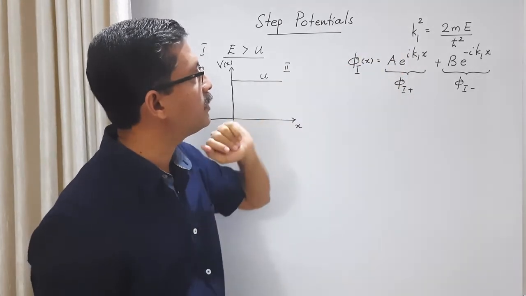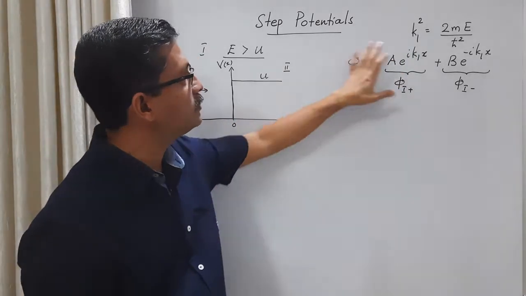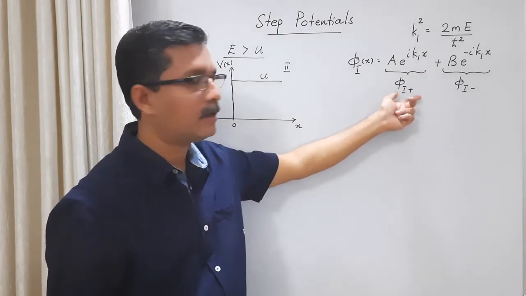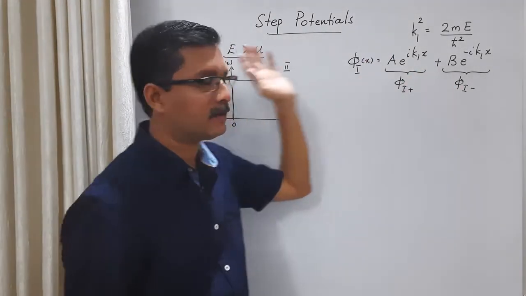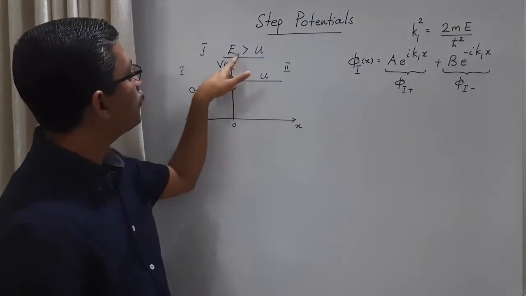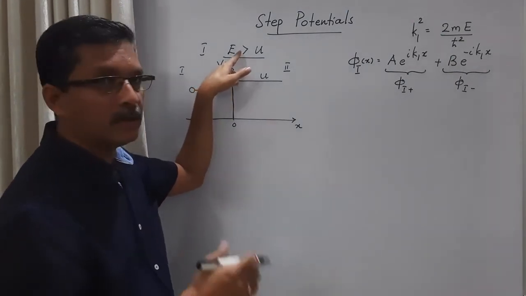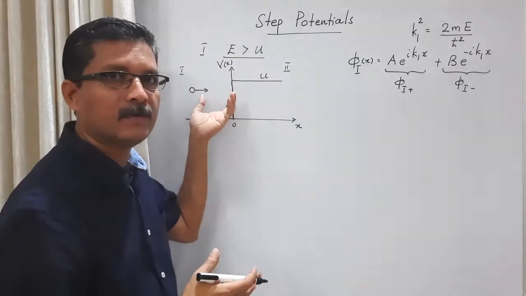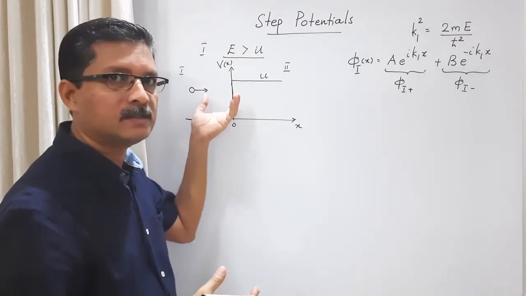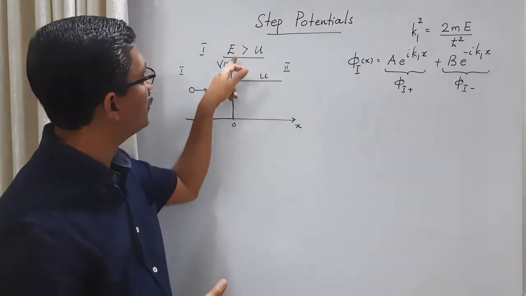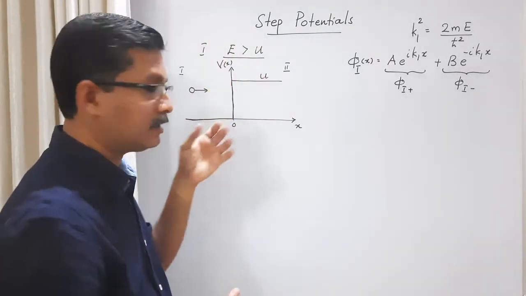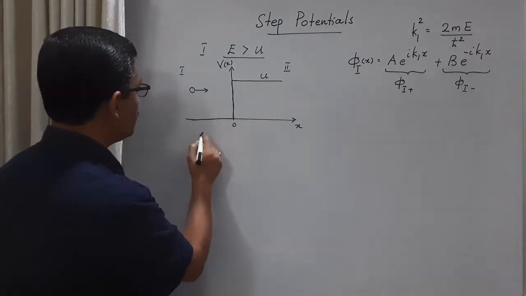k1 square is 2mE by h cross square, and phi 1 is this. Remember that phi 1 plus is the incident wave and this is the reflected wave in region 1. Earlier I made a mistake here: even though I talked about case 1 as the total energy of the incident beam of particles being greater than the height of the potential barrier, I had used the less than symbol. I have corrected it now.